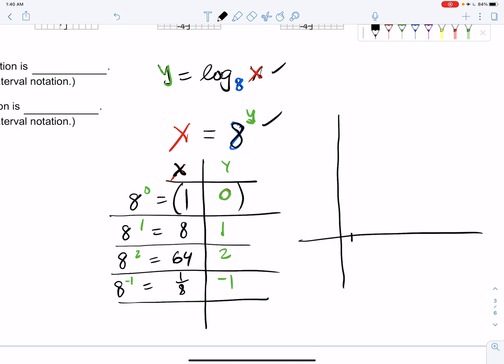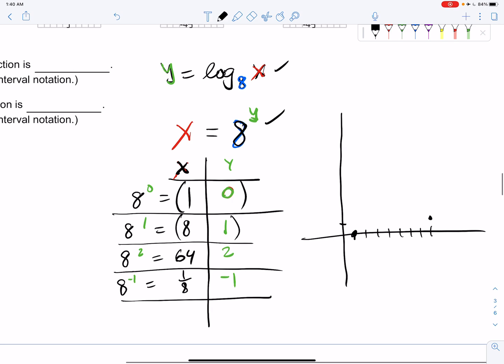So first point is 1, 0. Second point is 8, 1. 1, 2, 3, 4, 5, 6, 7, 8, 1. The next point is 64, and I'm not going to be able to fit 64 little marks there, so that's not going to happen. But you can see this is a logarithmic curve, which they all look this way. At least the parent, the basic graph does.